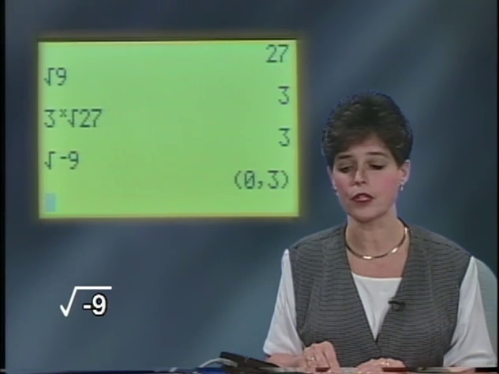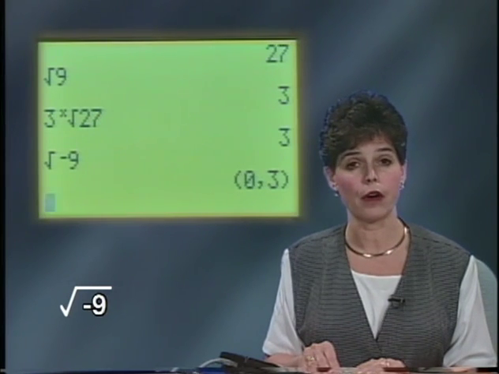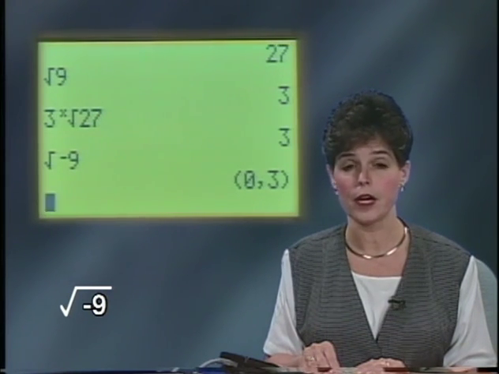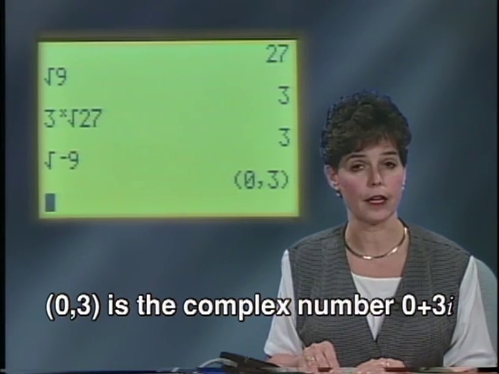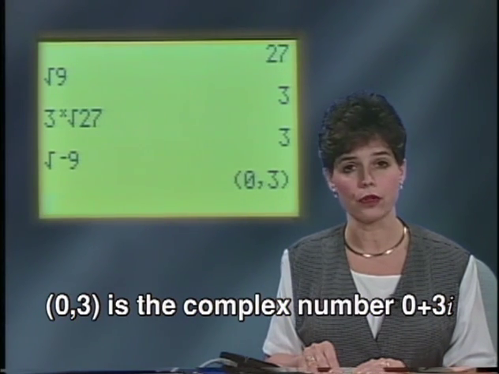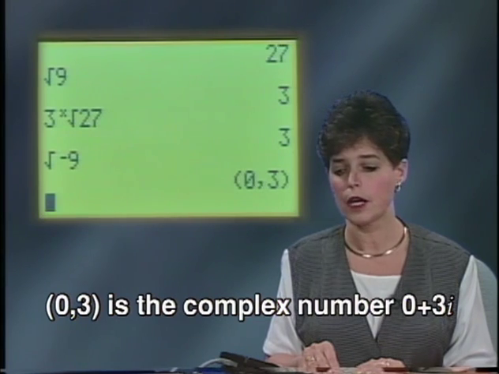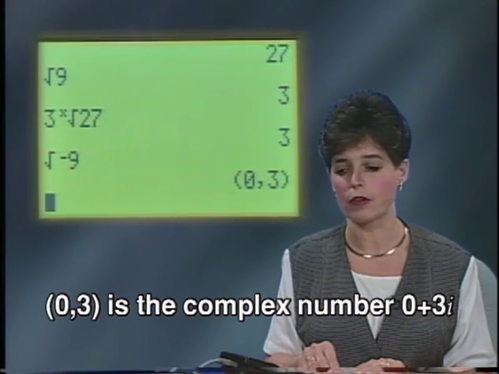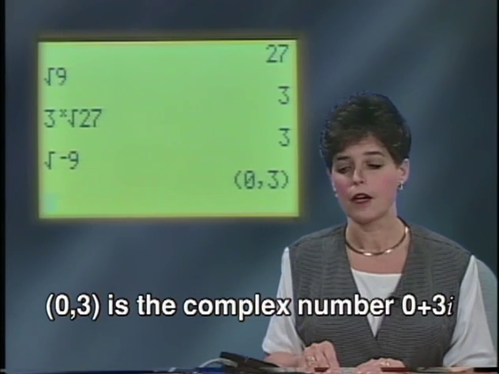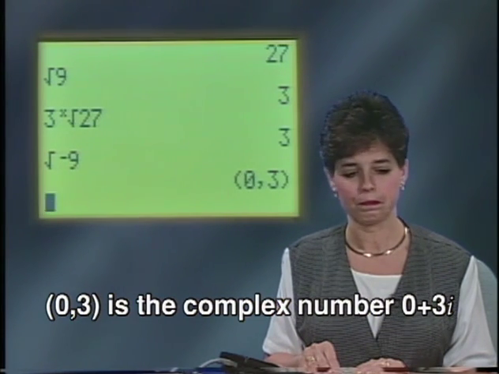deal with complex numbers, but that ordered pair 0, 3 actually stands for 0 plus 3i. The real portion, the 0, is first, and the imaginary portion is after the comma. So I've got 0 plus 3i, which is a complex number.